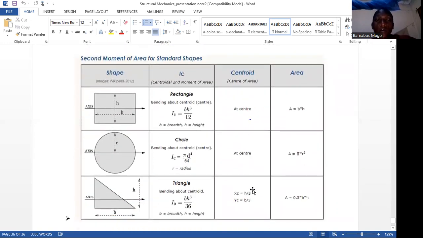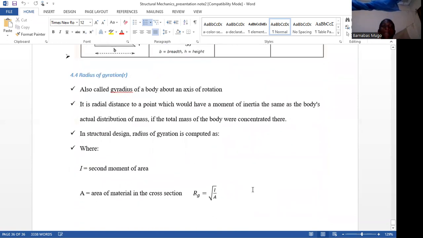Then these are the second moments of area for standard shapes. As you are going to see, you can check them from there. Then there is another thing that is called the radius of gyration. And when we are looking at the radius of gyration, what you need to know is that it's also called the radius of the body. It is a radial distance to a point which would have a moment of inertia the same as the body's actual distribution of the mass if the total mass of the body were concentrated there.